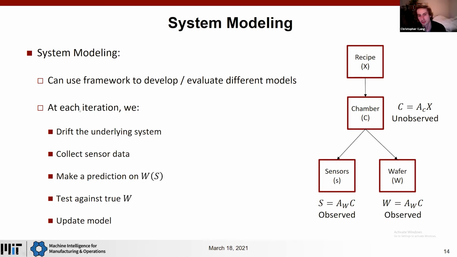So in general, what we want to do is at each iteration, drift the underlying system a little bit, collect sensor data, make a prediction on what we think W as a function of S is, compare it to the true value of W, and then update our model.